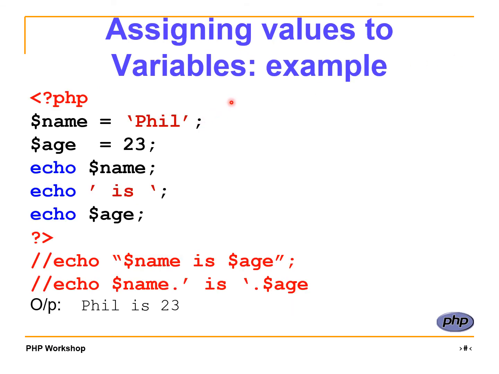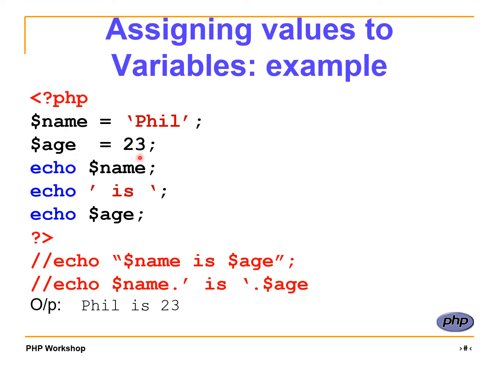Here we have an example code for assigning values to variables. An example code is here. This indicates the starting of PHP. Then $name is equal to single quote fill. By the value fill, we can understand that it is enclosed in single quotes, so it is a string value. So name is a string variable.